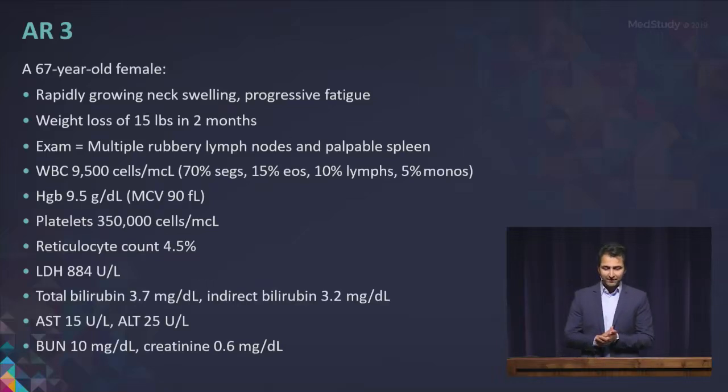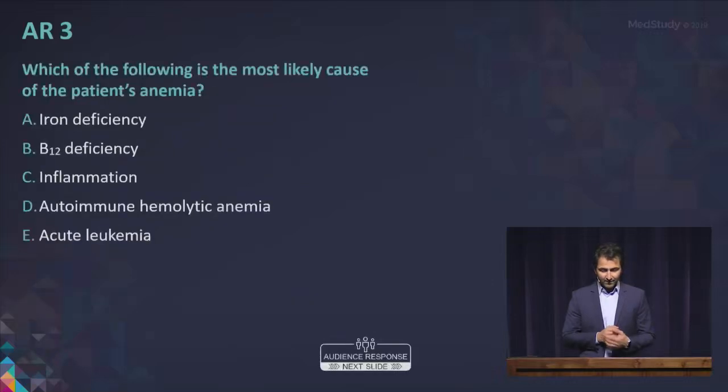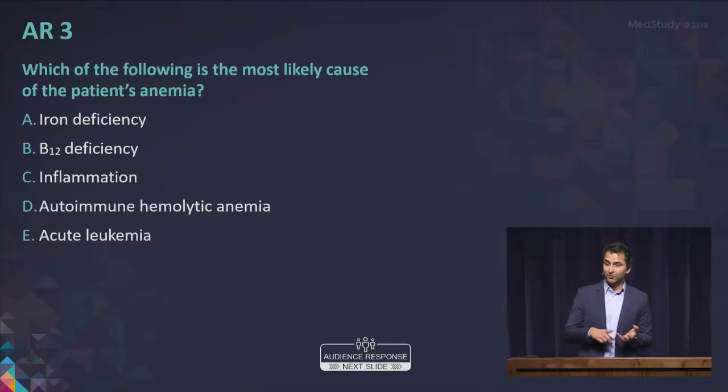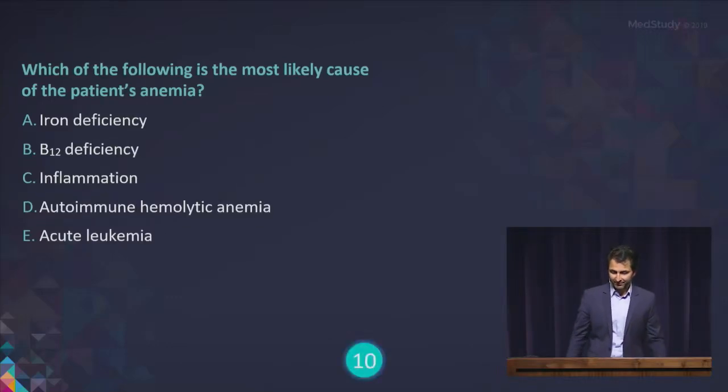A 67-year-old female, rapid growing neck swelling, progressive fatigue, 15-pound weight loss, multiple rubbery lymph nodes on exam and an enlarged spleen. White count looks okay. Hemoglobin's 9.5, retic count's up a little bit. LDH is 884. It should be less than about 250. And indirect hyperbilirubinemia. Rest of her chemistry panels look fine. Which of the following is the most likely cause of the patient's anemia? Iron deficiency, B12 deficiency, inflammation, autoimmune hemolysis, or acute leukemia. What do you guys think?